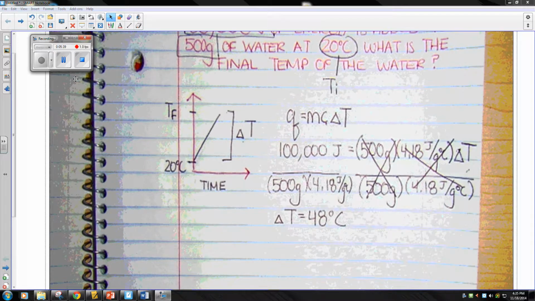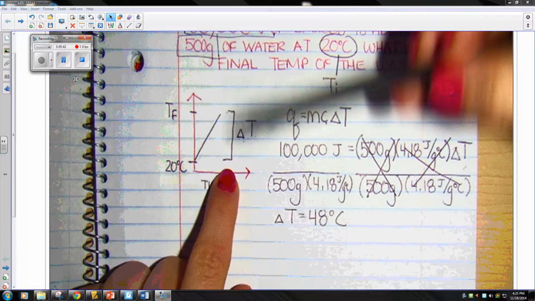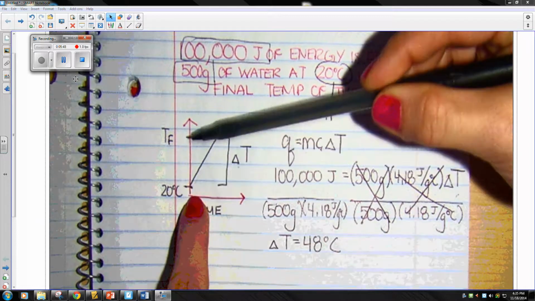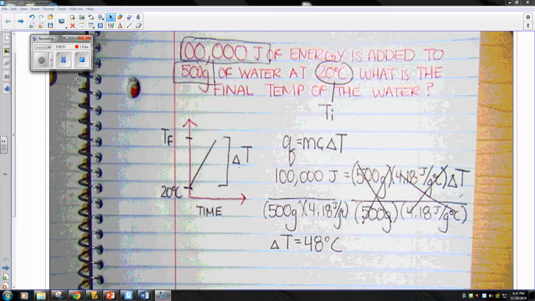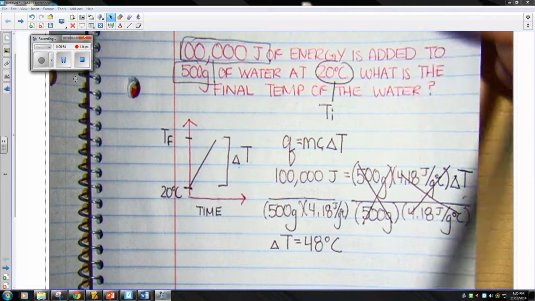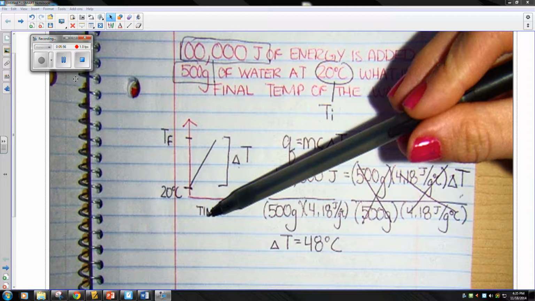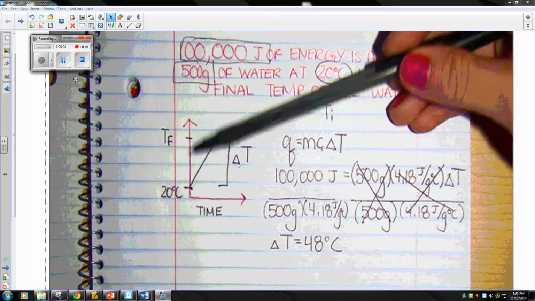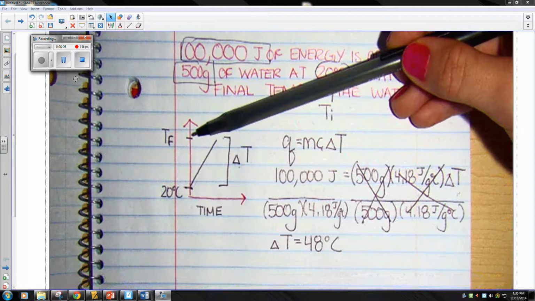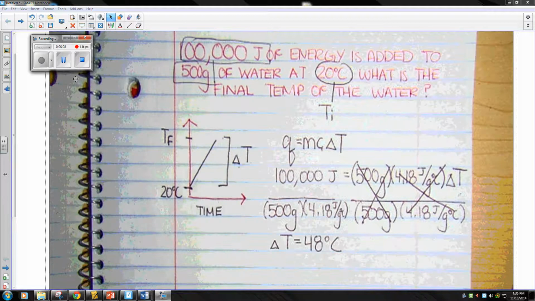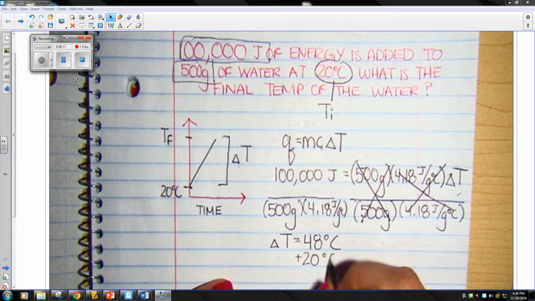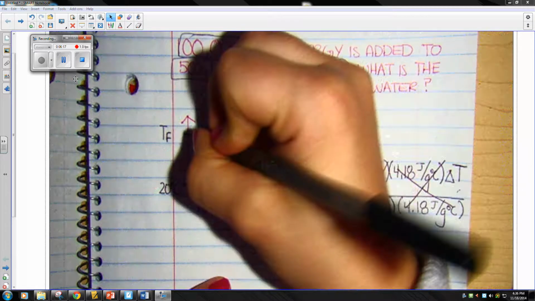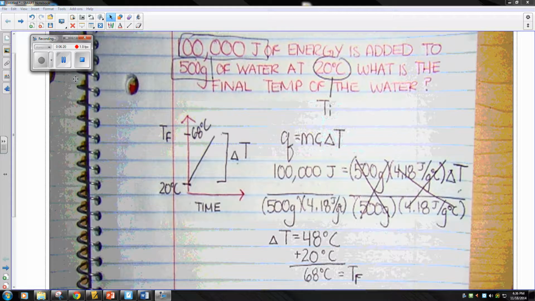That is not my final temperature. That just means that when I started out at 20 degrees Celsius, the temperature changed to 48 degrees Celsius, or changed by 48 degrees Celsius. So you have to start at 20, we're changing by 48 degrees, so that must mean my final temperature is 48 plus 20, which is 68 degrees Celsius. That's my final temperature, 68 degrees Celsius. And then you're done.